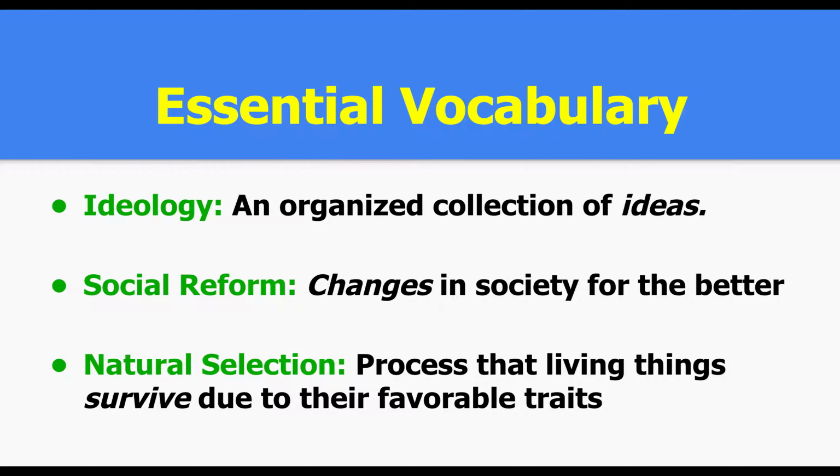And then you have natural selection. Natural selection basically is the process by which living things survive due to their favorable traits, due to characteristics that are favorable. And typically, we think of natural selection when we are studying biology or the sciences, right? And today we're going to see how that translates into history.